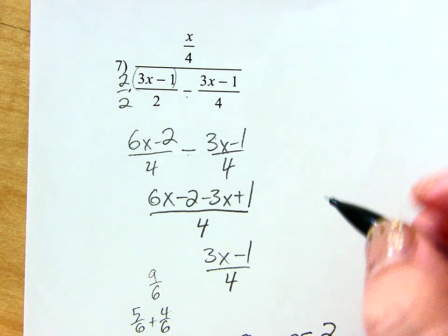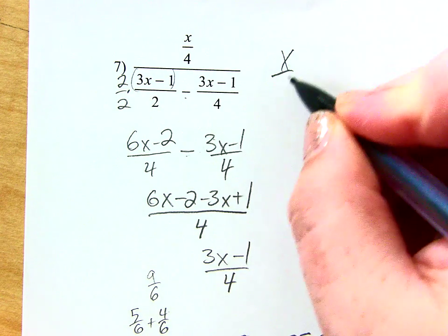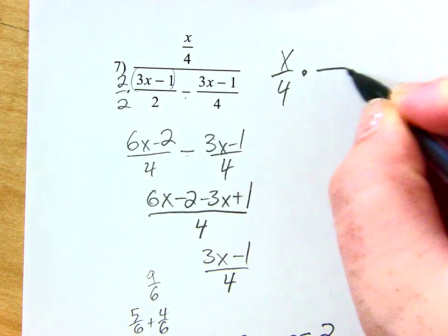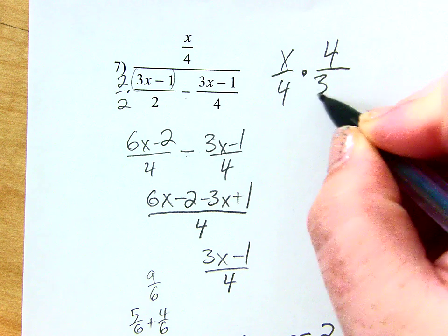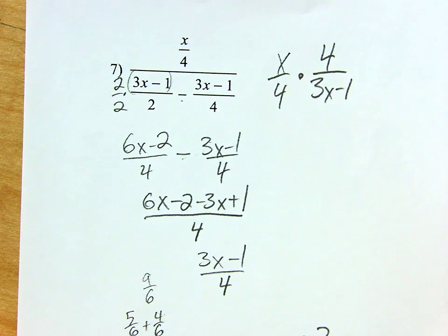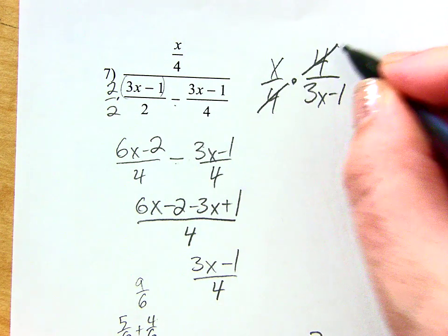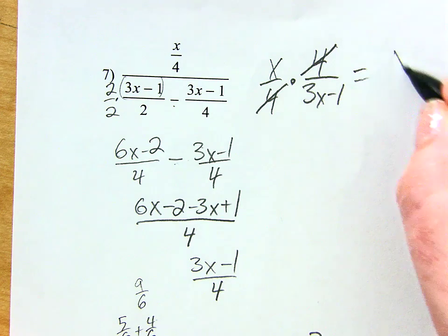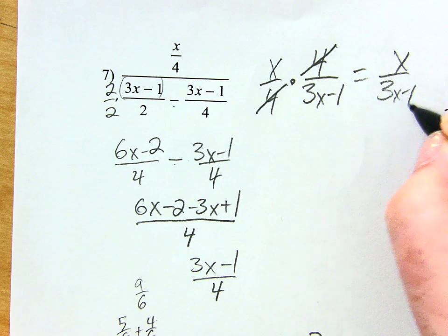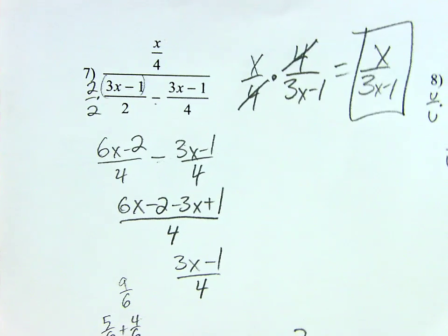And now I can do keep, change, flip. Keep the numerator, change the multiplication, flip the denominator. And then I get to cancel those 4s, and I'm done: x over (3x minus 1). Bingo bango.